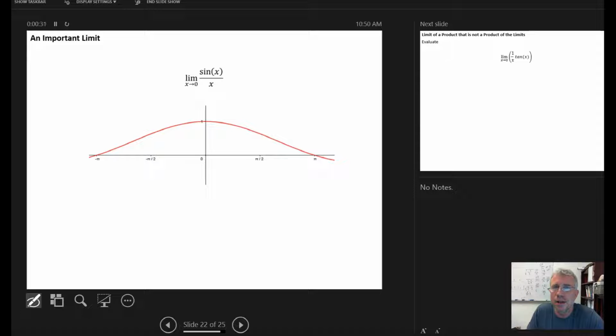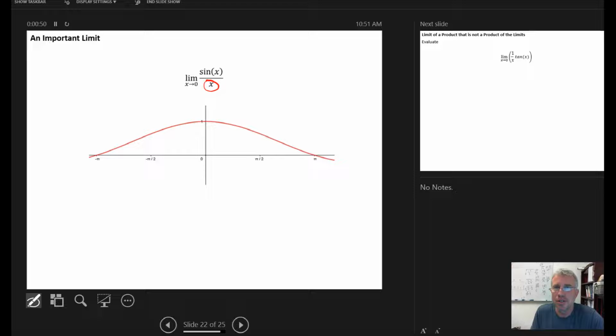So the limit is the limit as x goes to 0 of the sine of x divided by x. And what we want to notice right away is that if we tried to plug 0 into the denominator, we would get a division by 0, which makes sine x over x undefined when x is equal to 0.